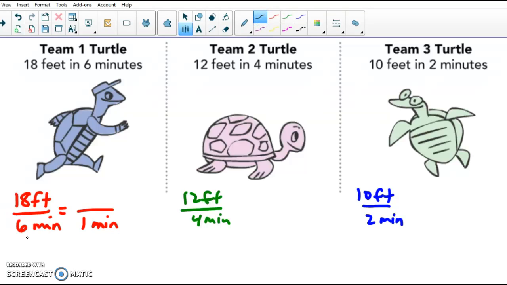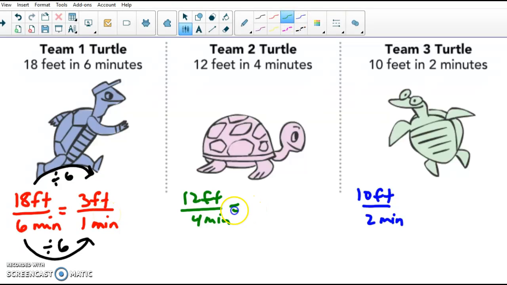So I'm going to ask myself, how do I turn 6 into 1? I divide by 6, of course. Whatever I do to the bottom of a fraction or a ratio, I also do to the top. And 18 divided by 6 is 3. So this turtle is traveling 3 feet per minute.